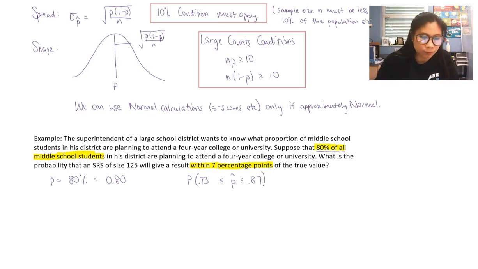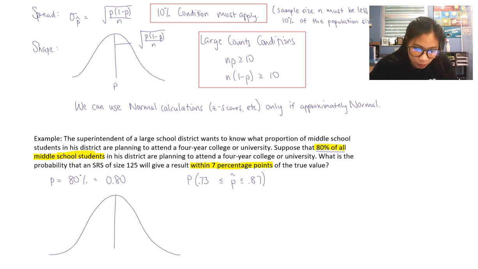because those are the numbers within 7 percentage points of the true value. Okay, so in order to calculate this probability, we want to use that normal curve. But before we can do that, we have to make sure that we actually can use a normal curve. So before we can figure out the standard deviation, we know the mean is going to be the 80%. But before we can use the standard deviation, we have to make sure that 10% condition is met.